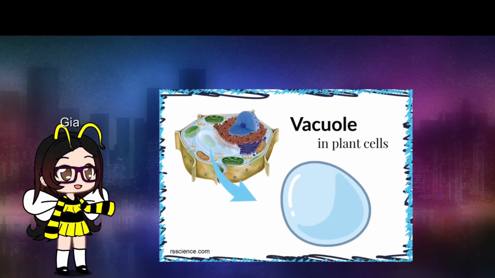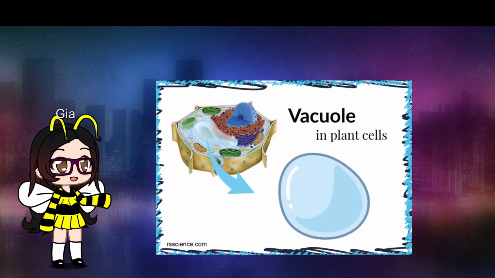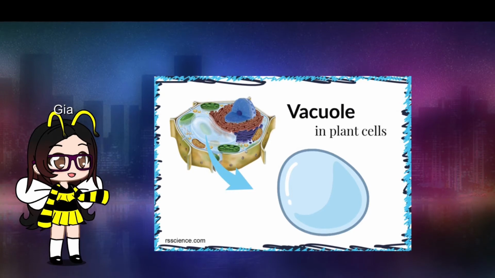The vacuole is a membrane-bound organelle which is present in the plant cell. The function of the vacuole is that it stores water, ions, or other molecules. This usually has fluid and is enclosed by a membrane.